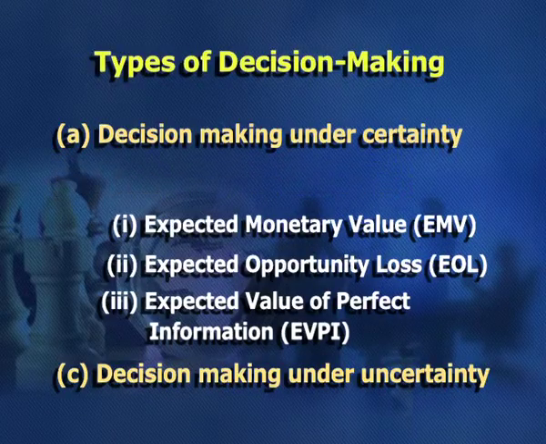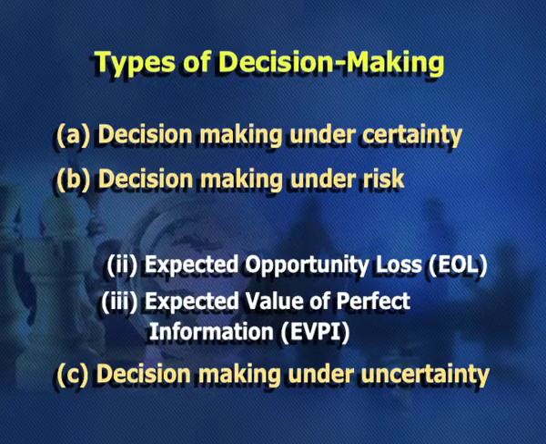Now, decision making under risk. In this case, the decision maker has less complete knowledge with certainty of the outcome of every course of action. This means there is more than one state of nature, and the decision maker knows the probability with which each state of nature will occur.